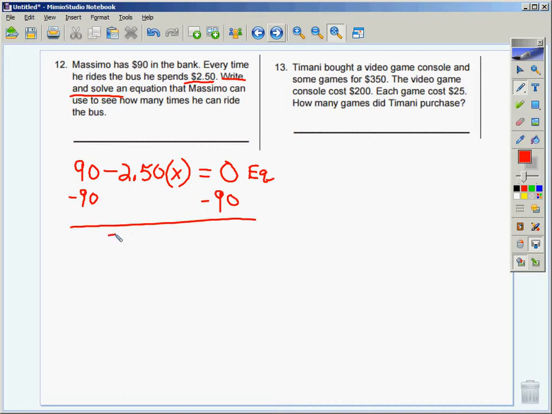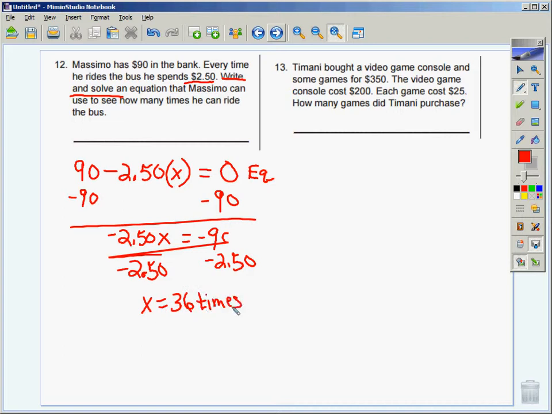I'd have a negative 2.5 x is equal to a negative 90. And I would divide both sides by a negative 2.50. And when I do that, I'm going to find out that I get x is equal to 36, which means he can ride the bus 36 times.